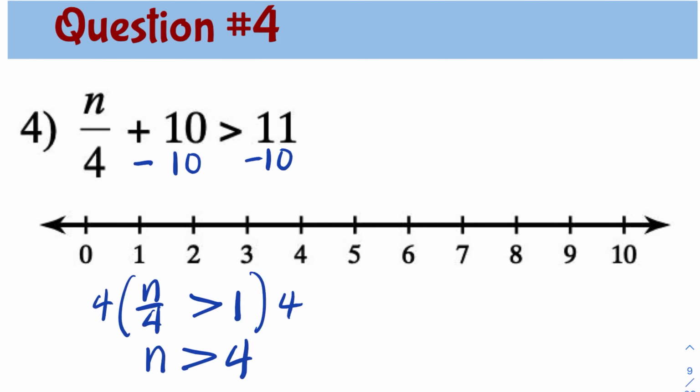Graphing this inequality, 4 is an open circle because that's not part of the solution. n is greater than 4, so the arrow should be pointing to the right. Anything that's more than 4.